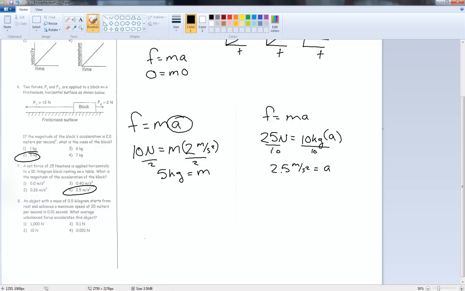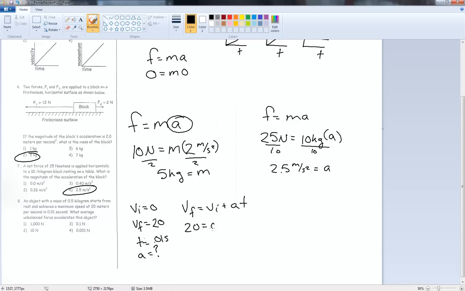So if we want to find an acceleration, we're going to have to use one of those constant acceleration equations. So let's look at what variables they've given us. So in this question, the object starts from rest, so that's its initial velocity, 0. And it achieves a maximum speed of 20 meters per second, so that's going to be its final. They gave us a time of 0.01 seconds, and they want us to find the acceleration. So do we have a formula that deals with these variables? That's going to be VF equals VI plus AT.